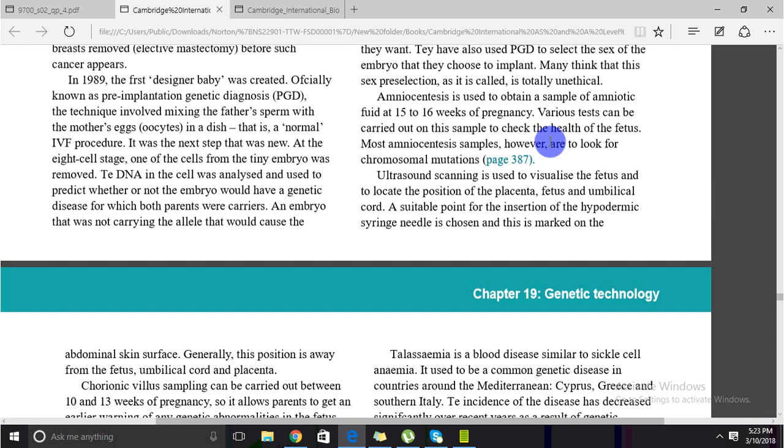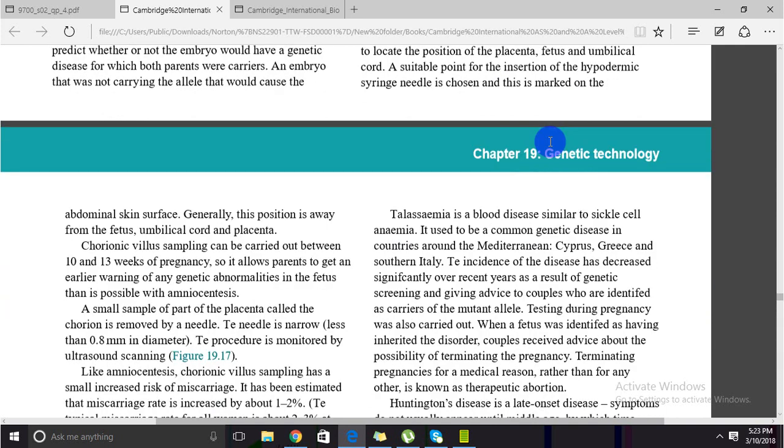Chorionic villus sampling, however, can be carried out a bit earlier, at 10 to 13 weeks of pregnancy, so near the third month or before, and allows the parents to get an earlier warning of any genetic abnormality in the fetus than is possible with amniocentesis. A small part of the placenta called the chorion is removed by a needle which is very narrow, less than 0.8 millimeters in diameter, and the procedure is monitored via ultrasound scanning. So ultrasound scanning is involved both in amniocentesis and in chorionic villus sampling.